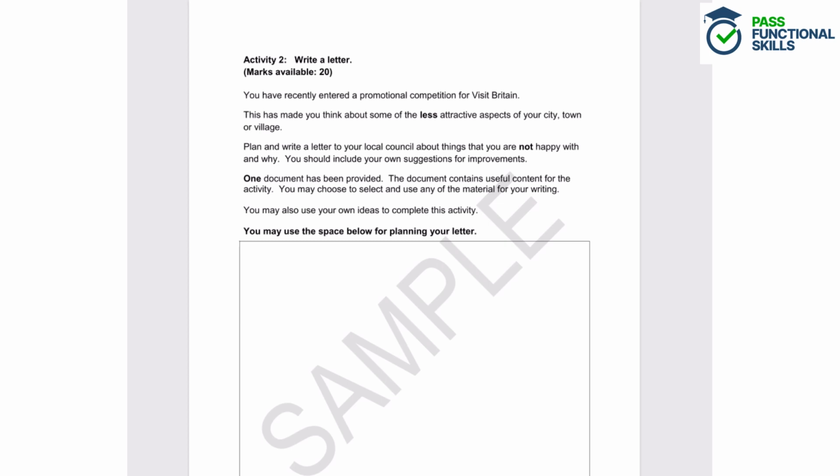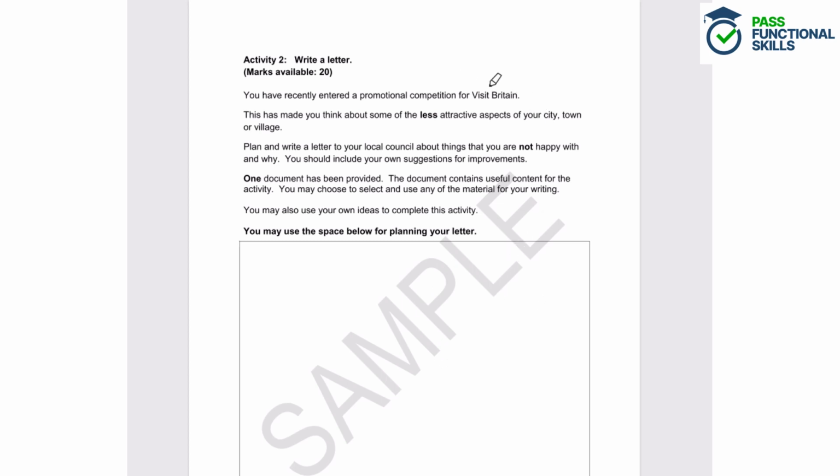One document has been provided. The document contains useful content for the activity, and you may choose to select and use any of the material for your writing. You may also use your own ideas to complete this activity, and you can make a plan in this box here.